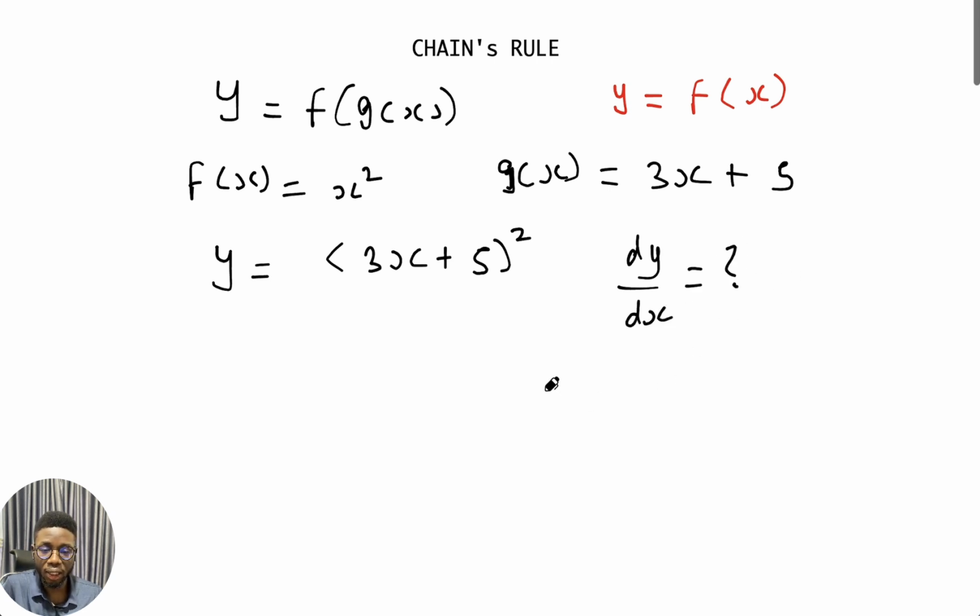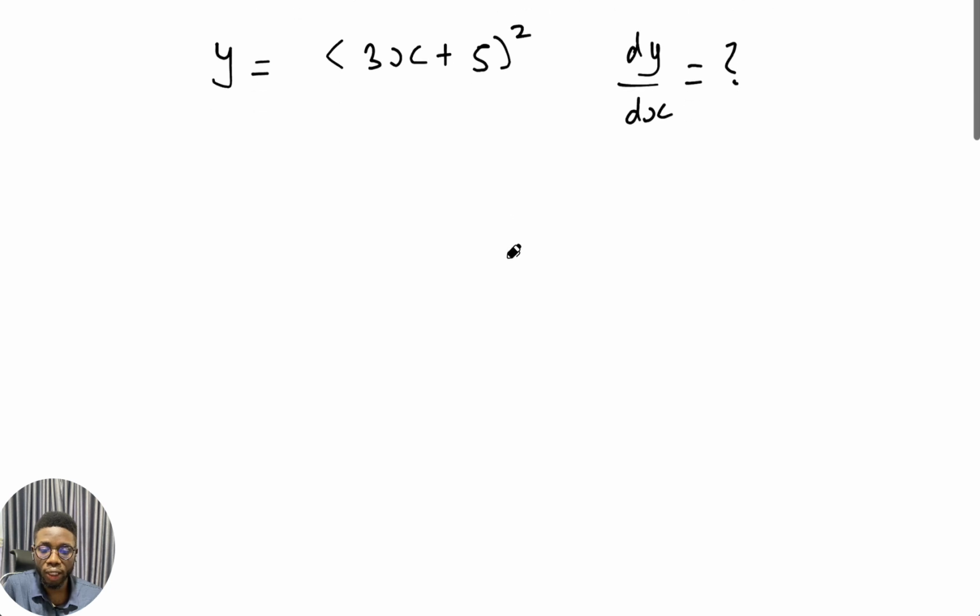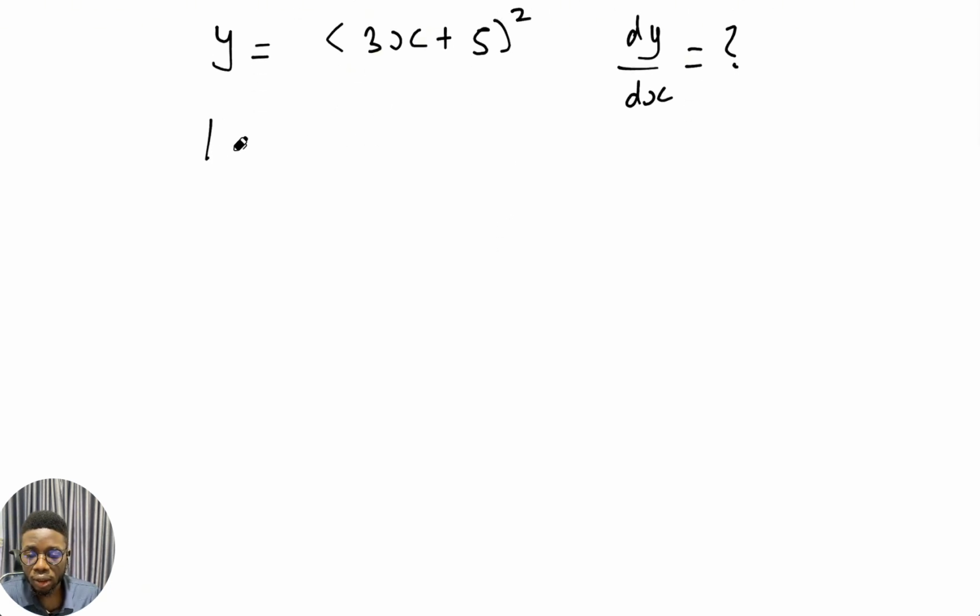Now, to find dy/dx in this situation, you choose any favorite letter of your choice, anyone that you feel like. So u is widely used. The first thing you need to do is to identify that inner function. You must be able to split each of these functions separately so that they can stand as individual functions. If we split this, you realize that 3x plus 5 is the one inside. You can say let u equals 3x plus 5.